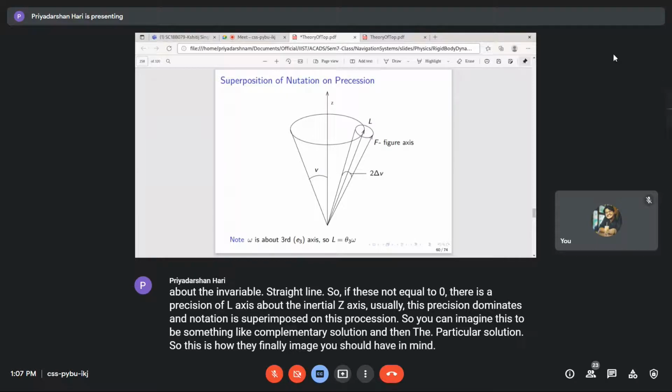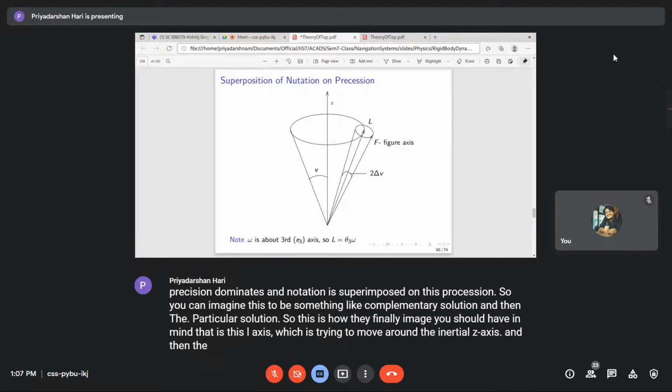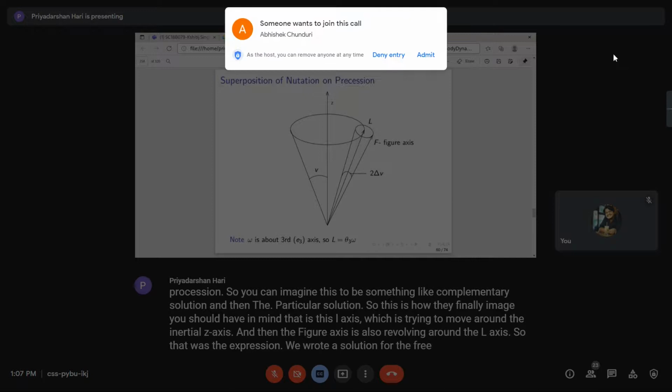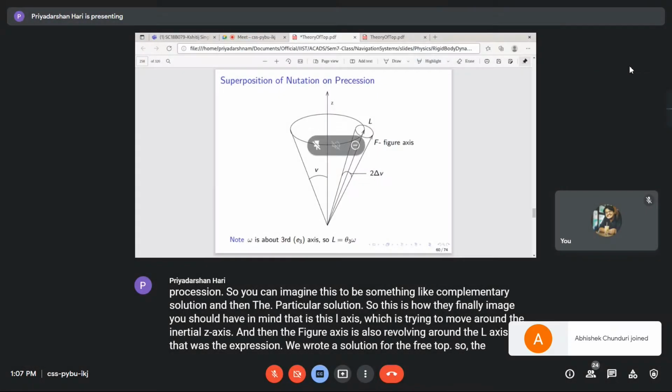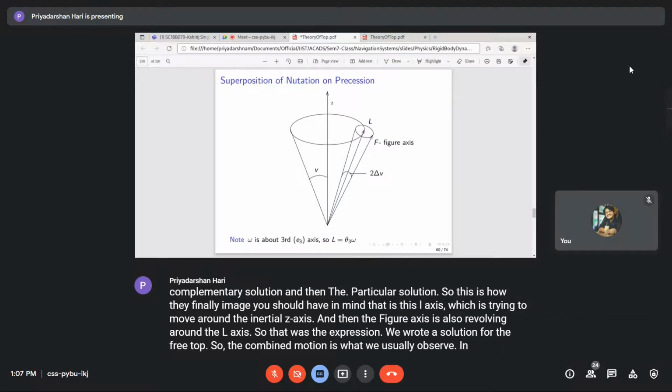There is this L axis which is trying to move around the inertial Z axis, and then the figure axis is also revolving around the L axis. So that was the expression we wrote as the solution for the free top. So the combined motion is what we usually observe. Any questions until now?